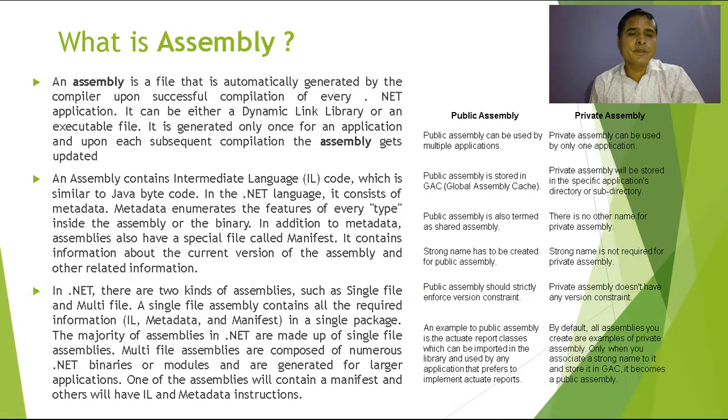An assembly is a file that is automatically generated by the compiler upon successful compilation of every .NET application. It can be either a DLL file, that is a dynamic link library, or an exe file, an executable file. It means when you write a C# program and compile it, it will generate an assembly. Your assembly will be either a DLL file or an exe file.